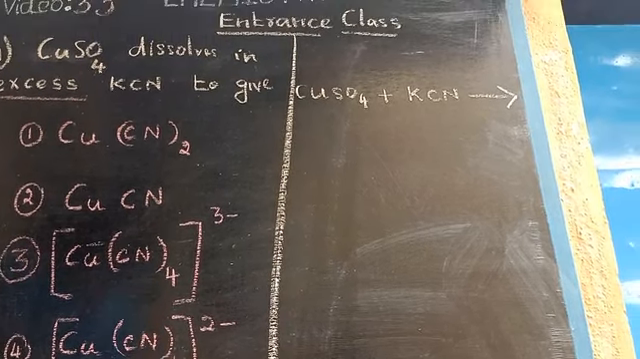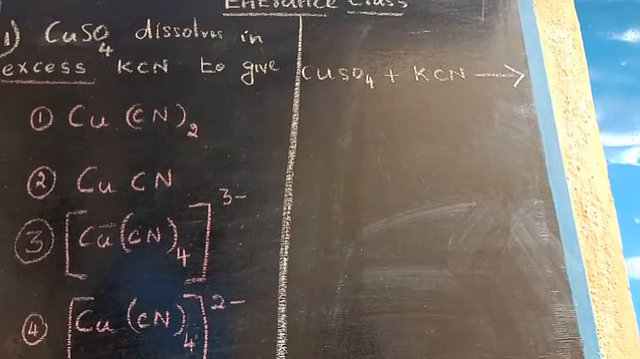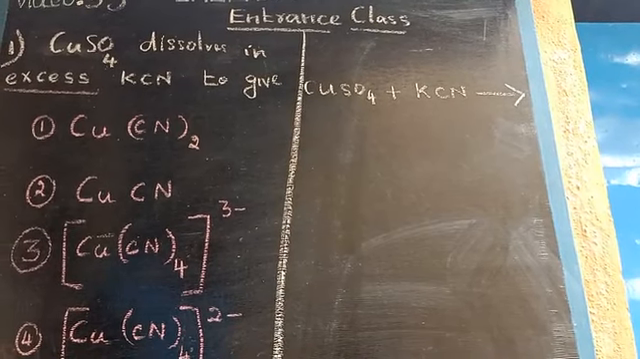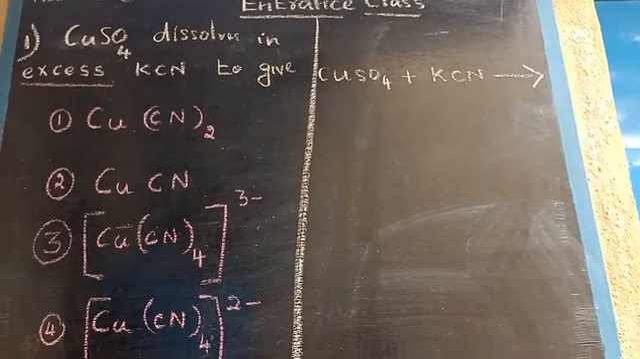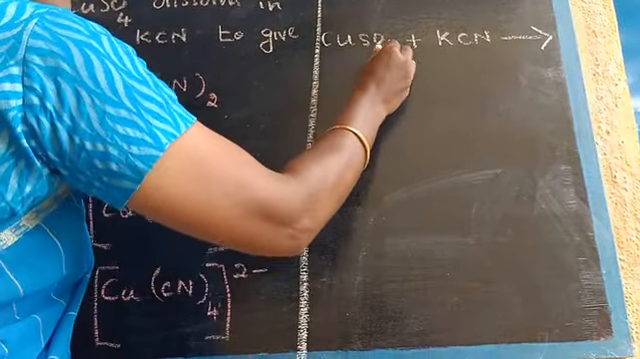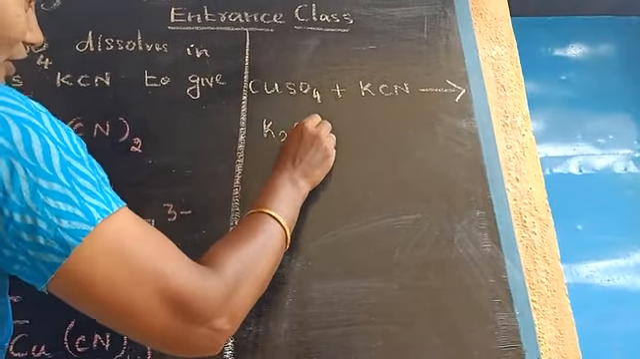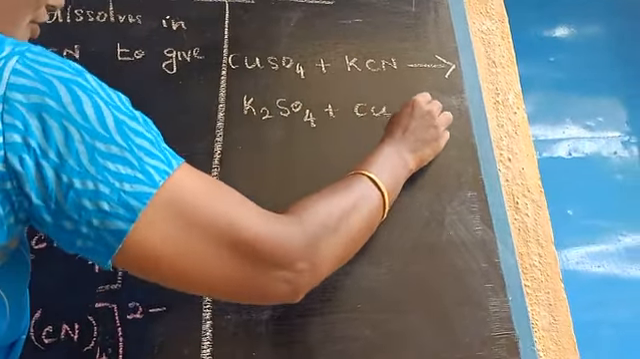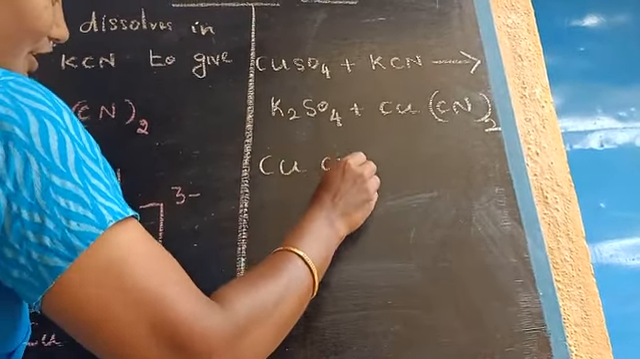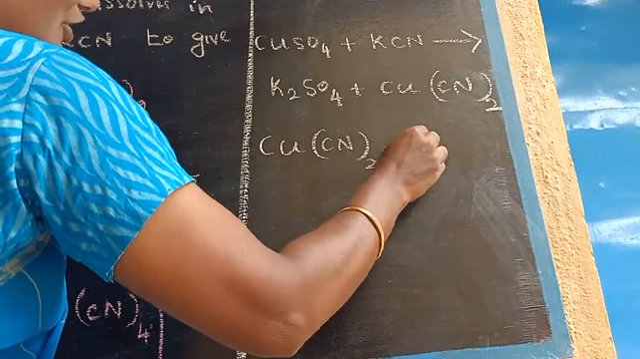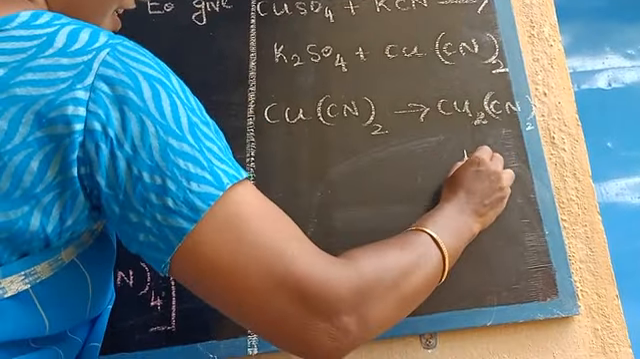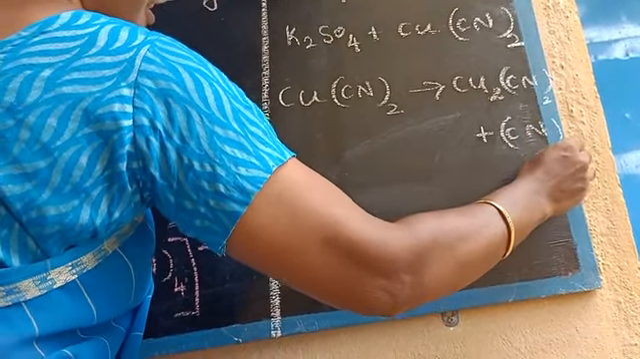If you answer this question, it means you know the chemical reactions. Here the condition is also given: excess potassium cyanide. So now write the reaction: copper sulphate plus potassium cyanide gives K2SO4 plus CuCN twice, cupric cyanide, which gives Cu2(CN)2, cuprous cyanide, plus cyanogen (CN)2.